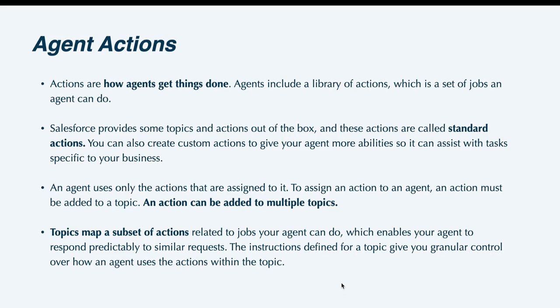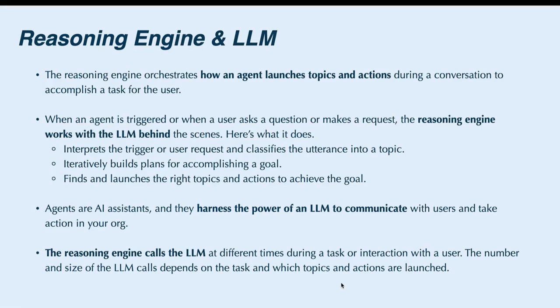Now let's take a look at the next key component of an agent: reasoning engine and LLM. These are the brain behind every agent, and they define how an agent launches the topics and actions. So basically, the reasoning engine enables agents to think deeply and understand the human intent and take actions within the flow of a conversation to call different topics and actions as the conversation shifts.